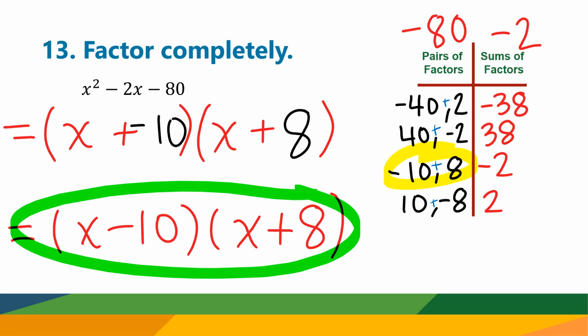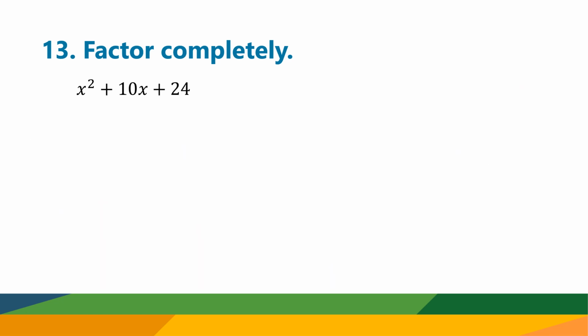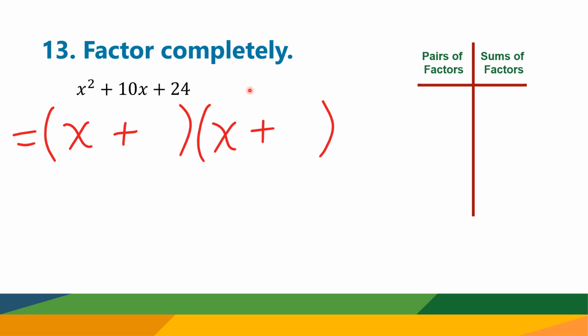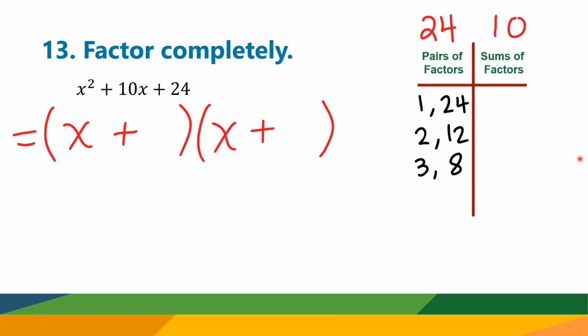All right, and our last one, I saved an easy one for last. We have x squared plus 10x plus 24. Do your template, do your table. These numbers are supposed to multiply to give you 24 and add to 10. What are some things that multiply to give you 24? 1 and 24, of course. 2 and 12. 3 and 8. 4 and 6.